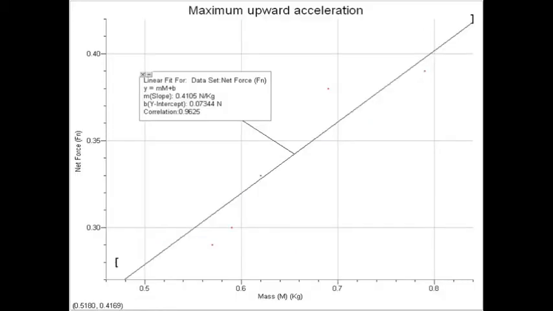This graph shows net force versus mass. Net force equals mass times acceleration. Acceleration equals net force divided by mass. The slope of this graph is the acceleration, and the acceleration is 0.4105 newtons.